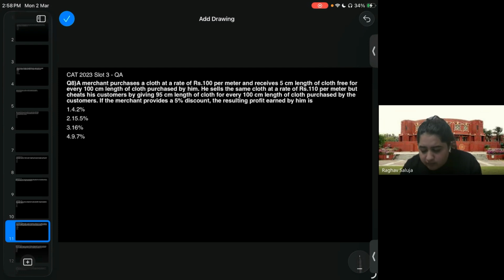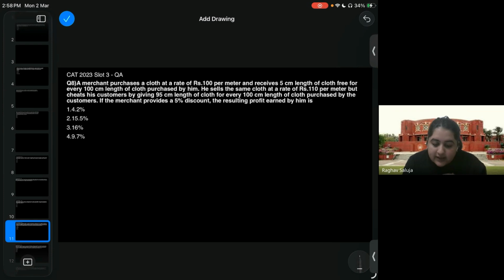This concept is a little familiar to the error type case that Raghav might have discussed, the cheating vendor case. But here we don't have to use the formula, and that is why it is very important to see how certain formulas are arrived at and what the basic logic is, because here it is a pure logic question. So he sells 95 centimeter at 110 rupees. That is his selling price.